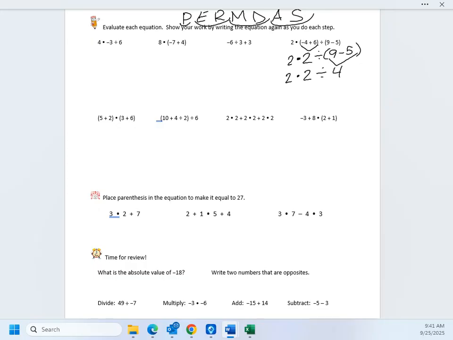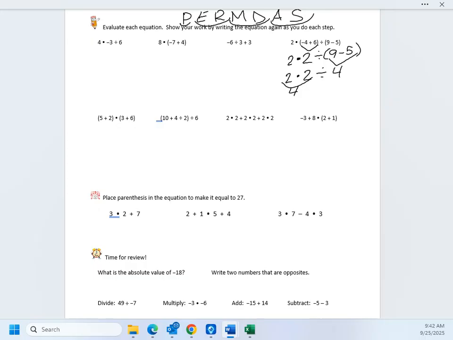So I have multiplying and dividing. They are on the same level. It doesn't matter which one comes first. I always do the first one I hit. It could be dividing, it could be multiplying. This time I hit multiplying first. If dividing had been there first, I would do that. Because they're the same level, whichever one you hit first. So 2 times 2 is 4.